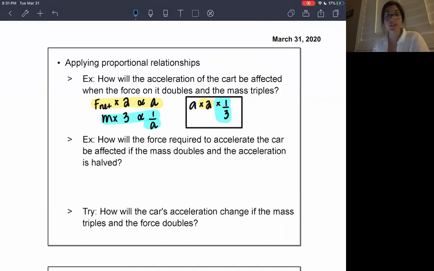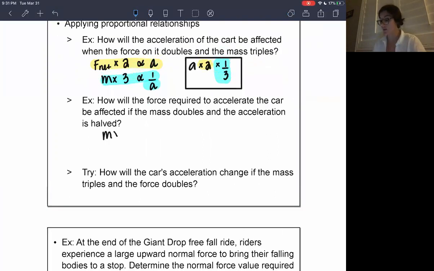So moving on to the next example, how will the force required to accelerate the car be affected if the mass doubles and the acceleration is halved? So now I've got my mass is doubling, and I know that mass is directly proportional to net force. The larger that something is, the more net force is required to accelerate that object. And if my acceleration is halved, I also know that acceleration is directly proportional to net force. So my net force is going to experience two changes.